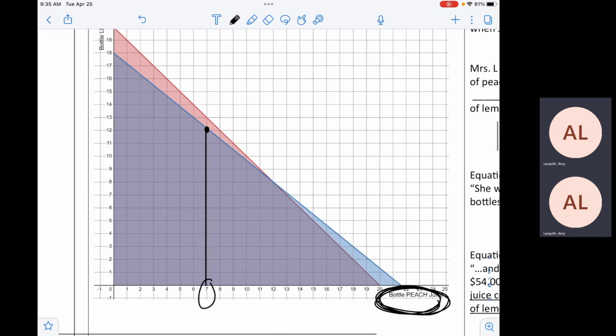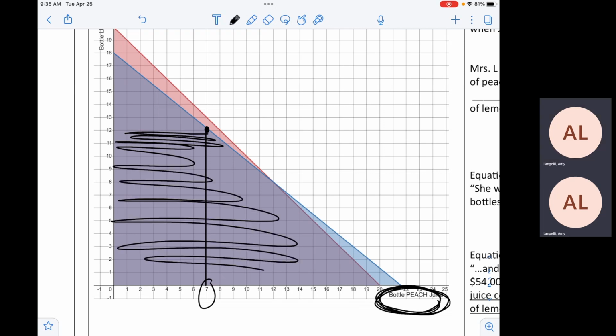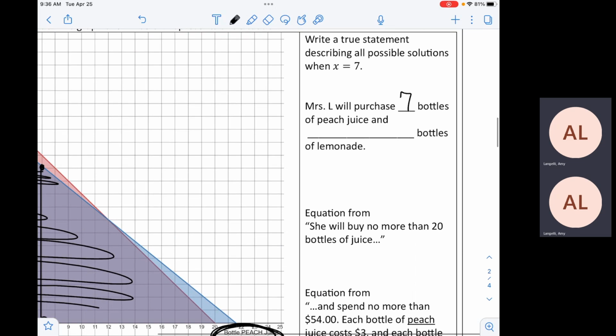And what about the lemonade? Not necessarily just 12 bottles. I can buy anything under here. So instead of saying 12 bottles, we're going to say no more than 12 bottles of lemonade. Because if I got 13 bottles of lemonade, I would not be in the double shaded region anymore.